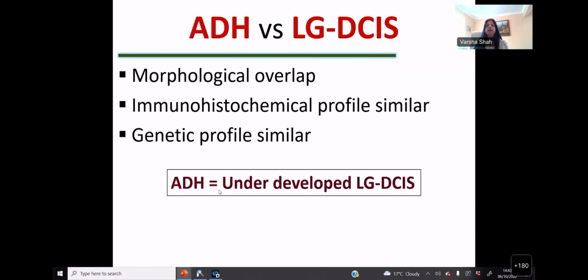So basically, ADH is nothing but underdeveloped low-grade DCIS. So there is morphological overlap, immunohistochemical overlap, as well as a similar genetic profile.